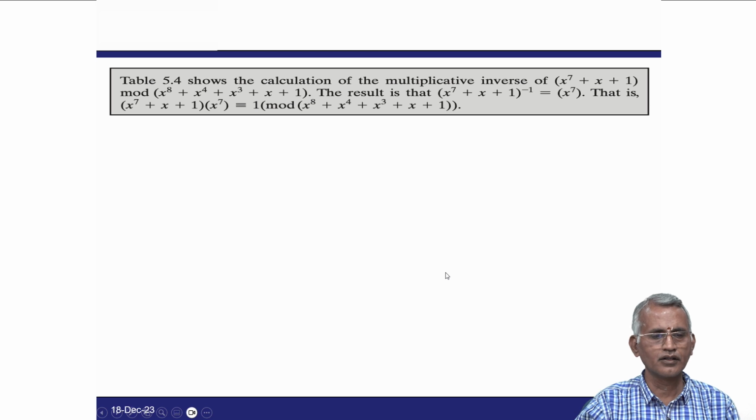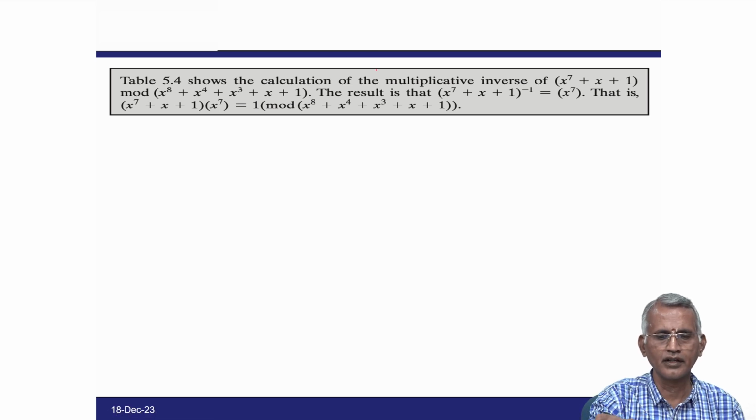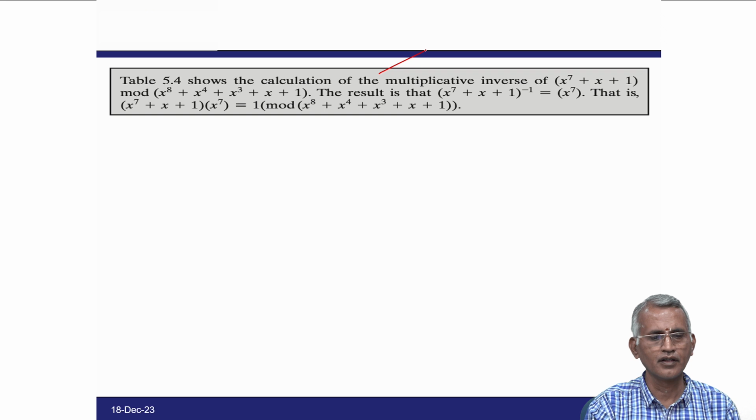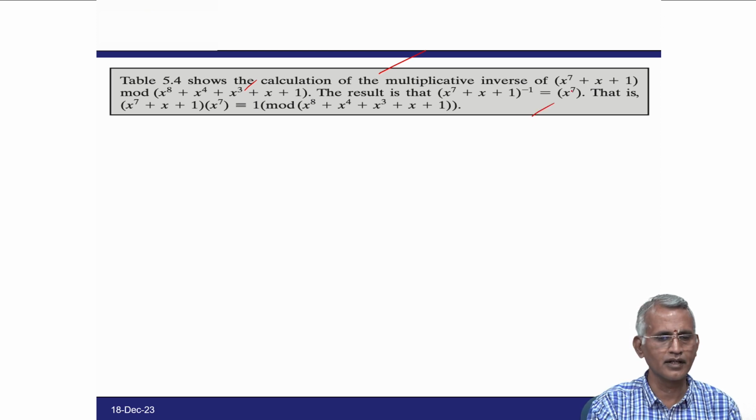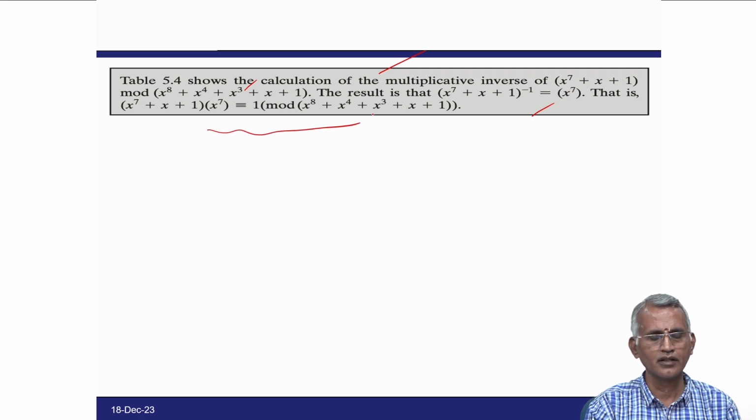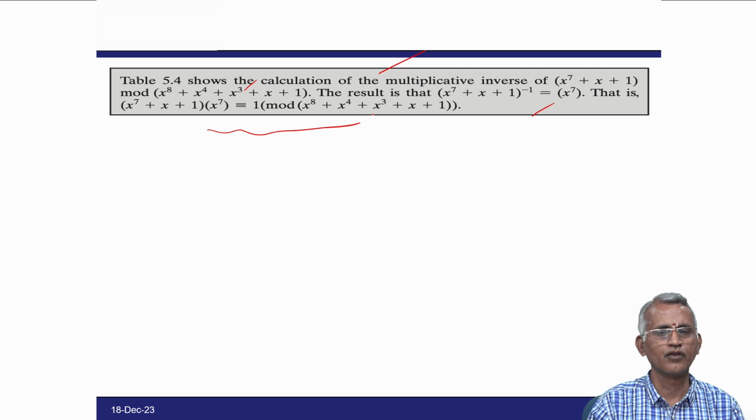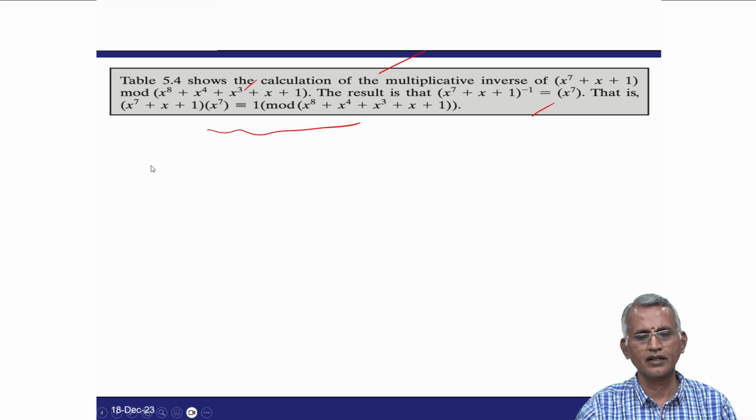Now, table 5.4 shows the calculation of the multiplicative inverse of x power 7 plus x plus 1 under the modulo polynomial. So, the inverse of x power 7 plus x plus 1 is equal to x power 7, that is, if you multiply x power 7 plus x plus 1 into x power 7 under modulo of this equation, we have identically equal to 1. Therefore, one is the inverse of the other, we can calculate.